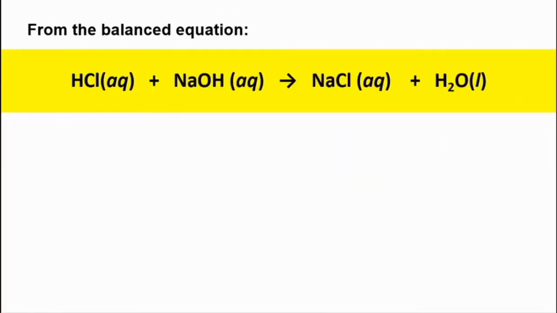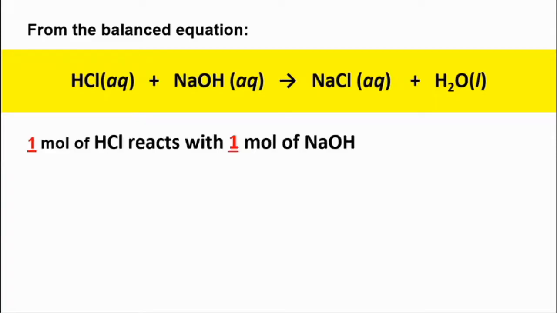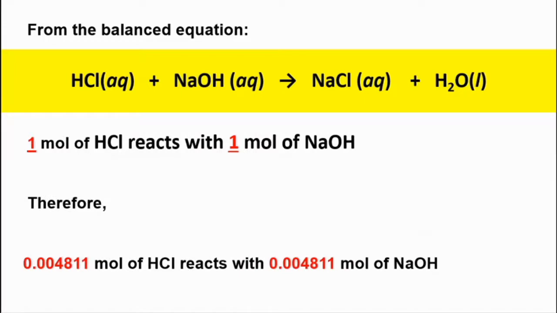Right, so from the balanced equation, we know that 1 mole of hydrochloric acid reacts with 1 mole of sodium hydroxide. So therefore, if we have 0.004811 moles of sodium hydroxide, it should react with 0.004811 moles of hydrochloric acid. Alright.